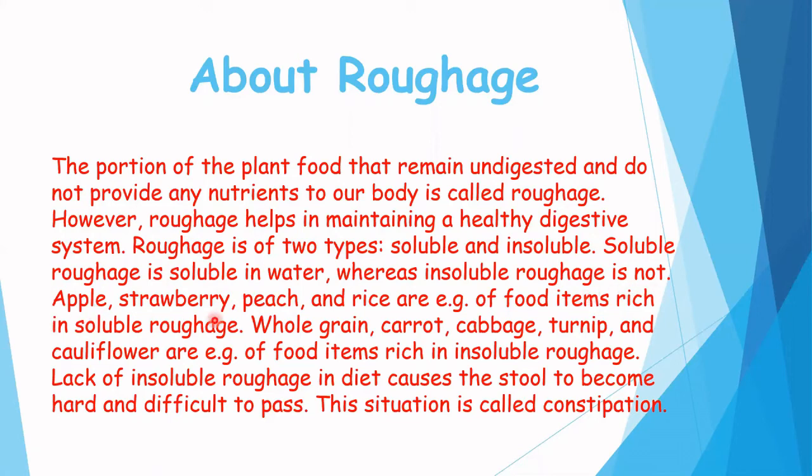Apple, strawberry, peach, and rice are examples of food items rich in soluble roughage. Whole grain, carrot, cabbage, turnip, and cauliflower are examples of food items rich in insoluble roughage. Lack of insoluble roughage in diet causes the stool to become hard and difficult to pass. This situation is called constipation.